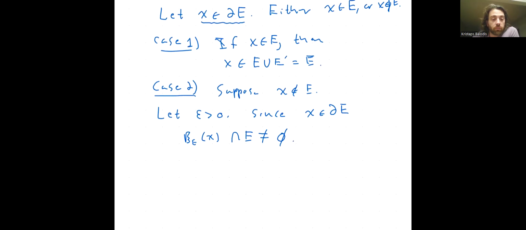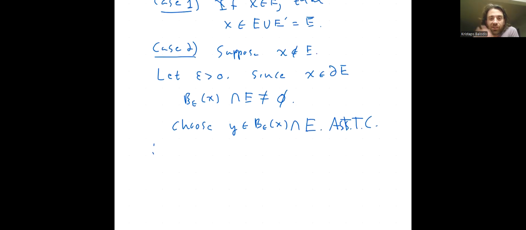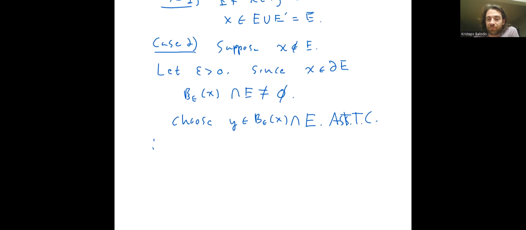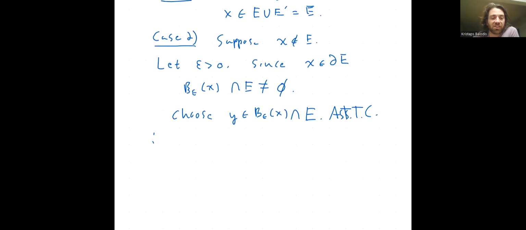Now that we know that that's non-empty, choose some element y to be in the intersection of these sets. And assume, for the sake of contradiction, so assume to the contrary, I'll use abbreviations. Don't do that in your homework. I'm doing this because I've already spent a lot of time explaining this in class.